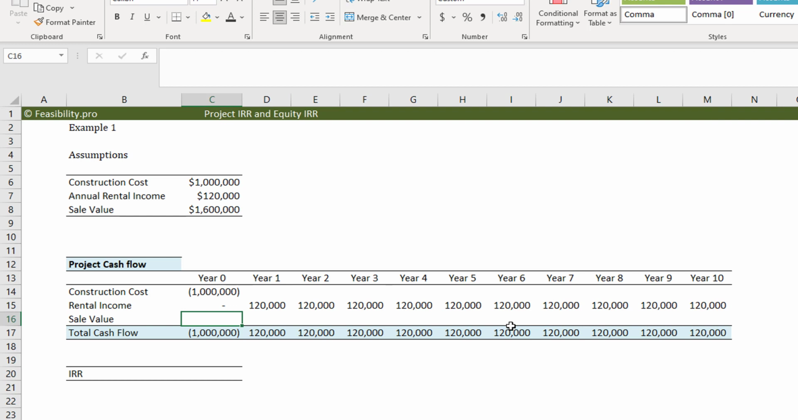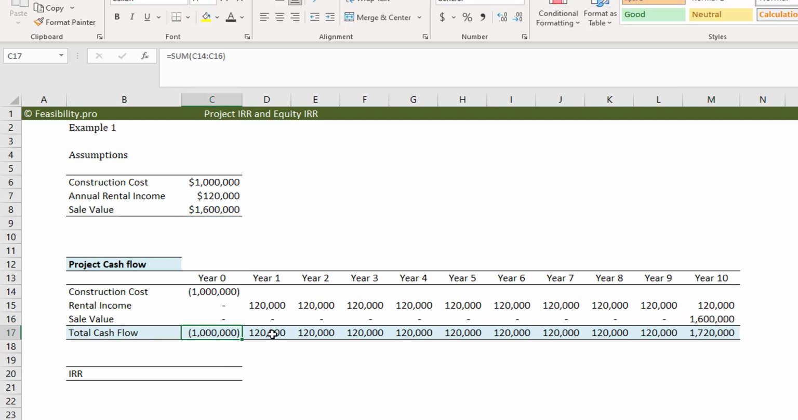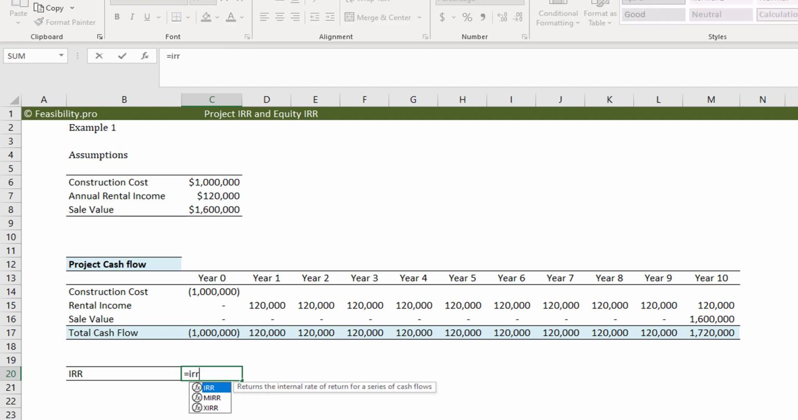And in the 10th year, I'm just going to sell this project or the asset at the value which we have already decided, 1.6 million. So this is my total cash flow, and I just need to calculate the IRR. We'll use the simple IRR formula. And as you must know, the IRR is a discount rate at which, by definition, the NPV becomes zero.